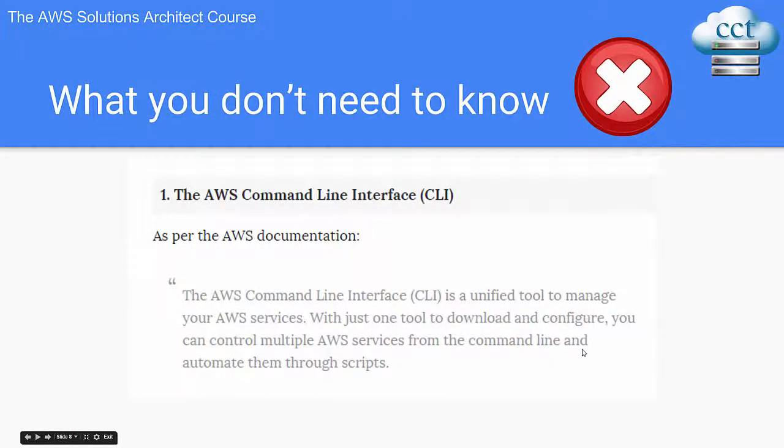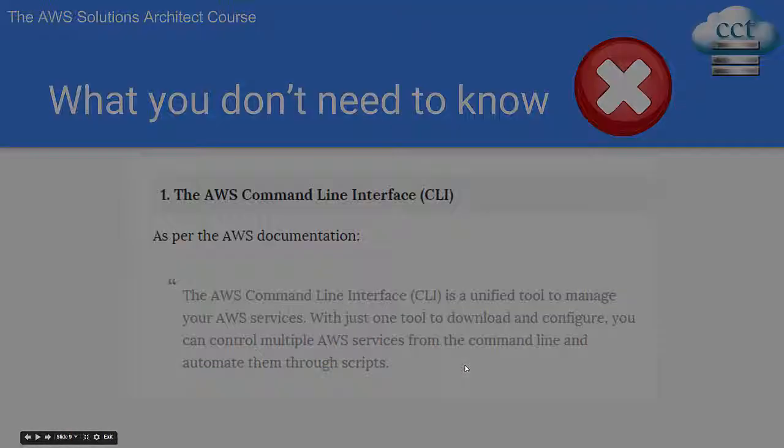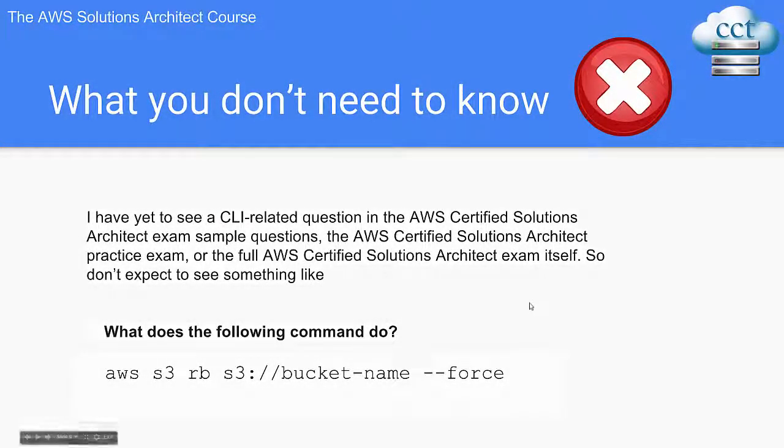So the first thing is the AWS command line interface. A good tool, very important tool, and as per the AWS documentation, it's a unified tool to manage your AWS services. Just one tool to download and configure. You can control multiple AWS services from the command line and automate them through scripts. Fantastic stuff. However, you won't see a question like this in the AWS exam. You won't see what this command does, what this parameter means, nothing like that. So forget about it, don't bother learning it if your sole purpose is to pass the exam. I mean, it is a very important tool, and if you're working on AWS every day, then obviously it is something you need to learn.